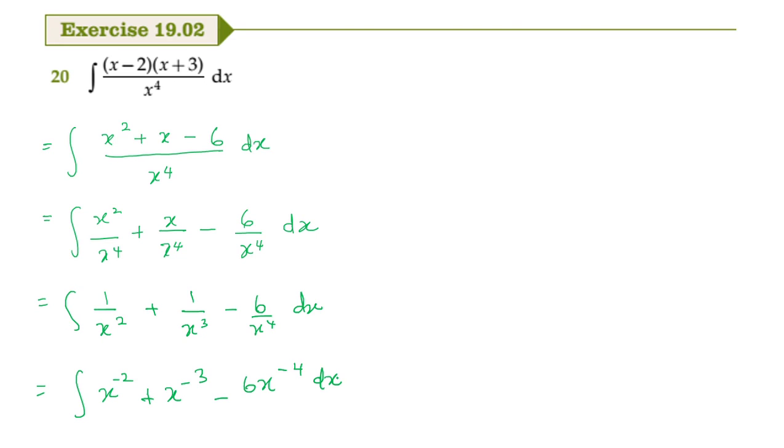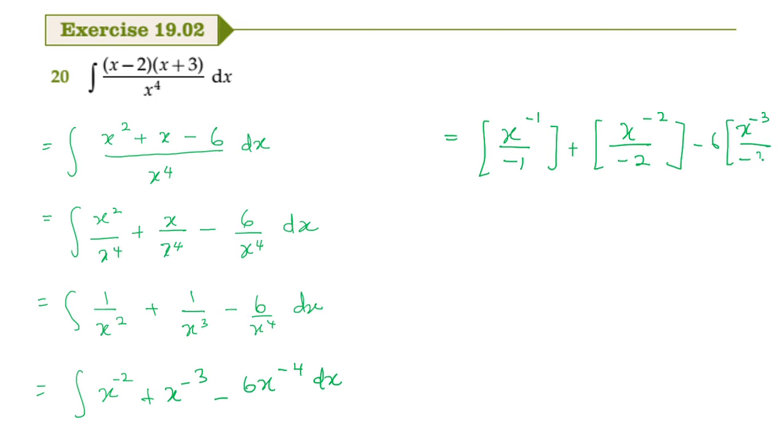Okay, now we integrate. Negative 2 plus 1 is negative 1, divided by the new power, plus negative 3 plus 1 is negative 2, divided by the new power negative 2, minus 6, negative 4 plus 1 is negative 3 over negative 3. Actually we need to put plus C, okay, never mind, later we put it.